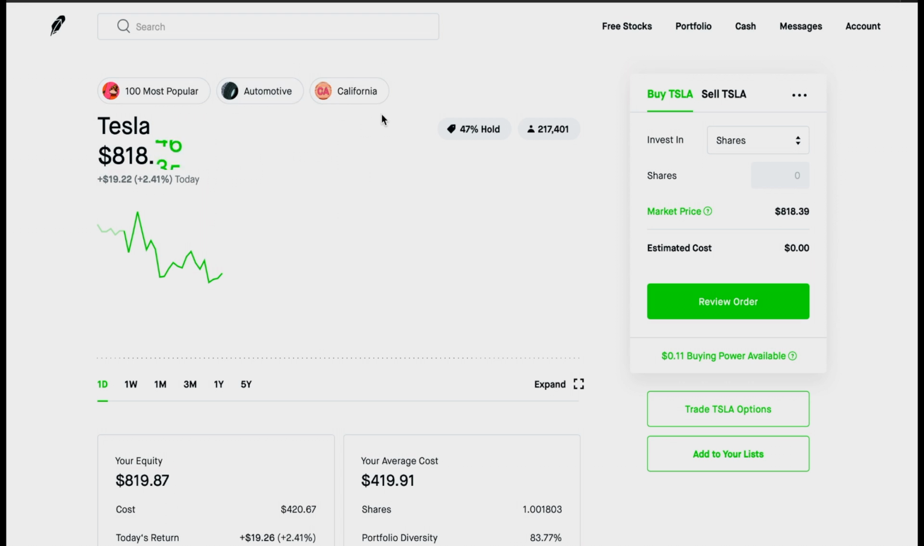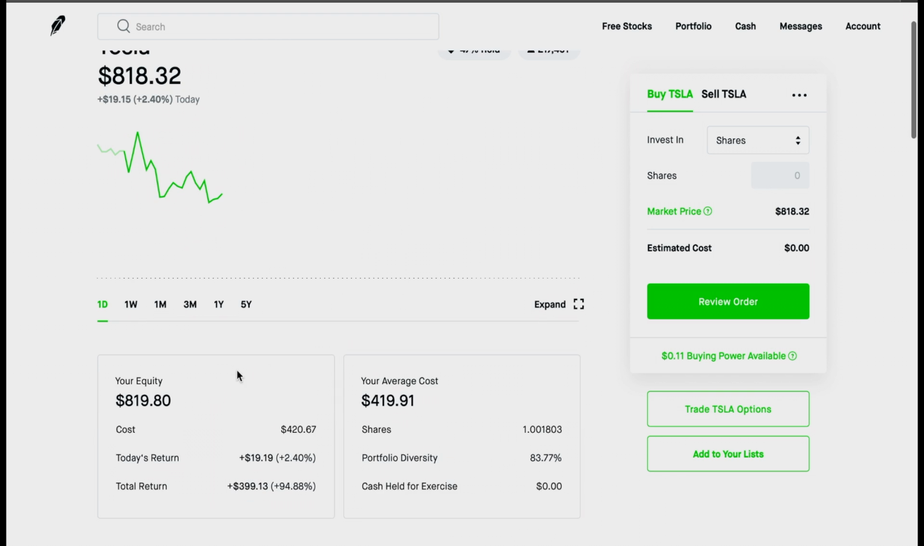in these different categories. Then down below, you see your equity, how much your stock's worth, and your average cost. Mine's at $420.67. And then it gives you your today's return as well as your total return. That's the cost that I paid for it, and here is the average cost. I have 1.001803 shares, and it's 83.7% of this portfolio.